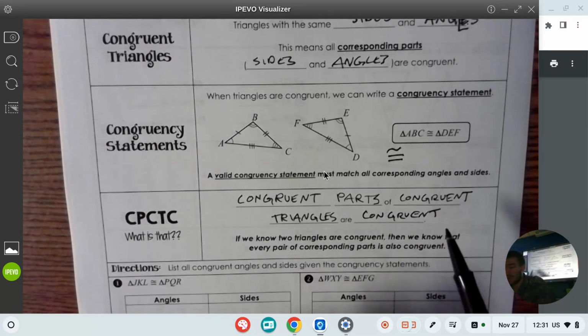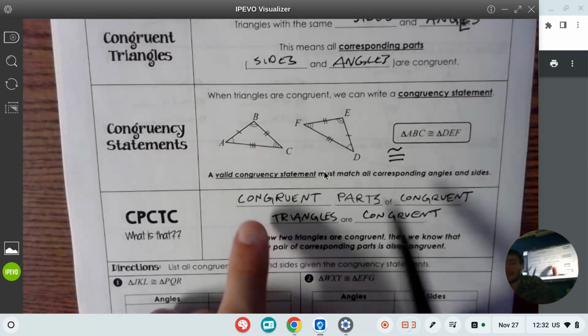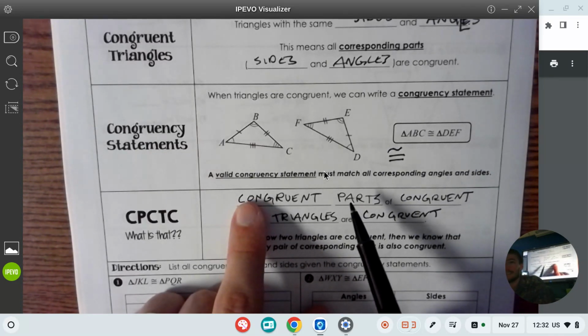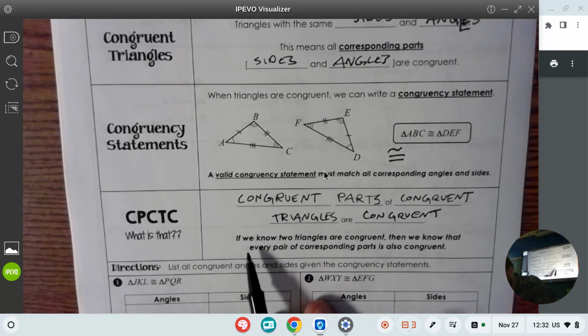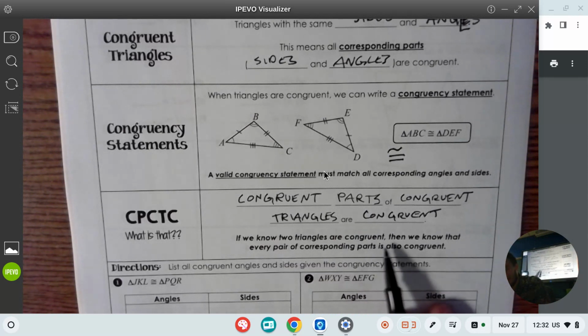If you got congruent triangles and they got congruent parts, then they're congruent. I mean, it's basically saying the same thing 3 times in a row, but if we know 2 triangles are congruent, then we know that every pair of corresponding parts is also congruent.